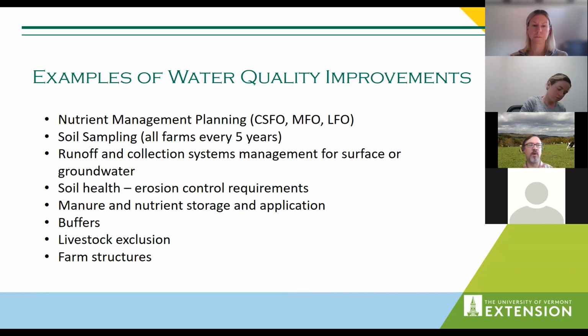Some examples of water quality improvements on farms that we support are nutrient management planning for certified small farm operations, medium farm operations, and large farm operations. Soil sampling for farms. We help with planning for runoff and collection systems management for surface or groundwater. Soil health, erosion control requirements. And a big one is manure and nutrient storage and application. We work on planning around creating buffer zones, livestock exclusion areas, and farm structures.